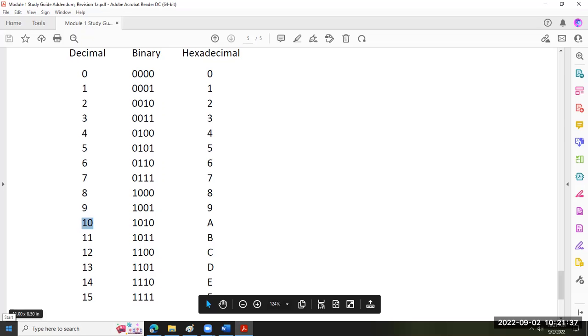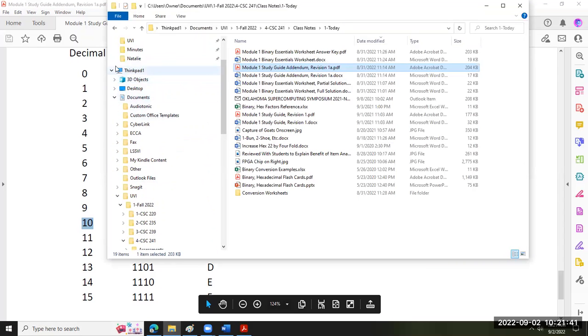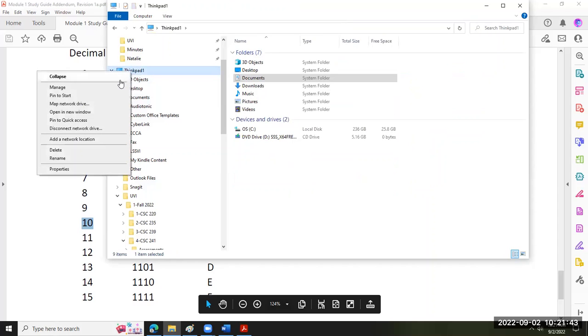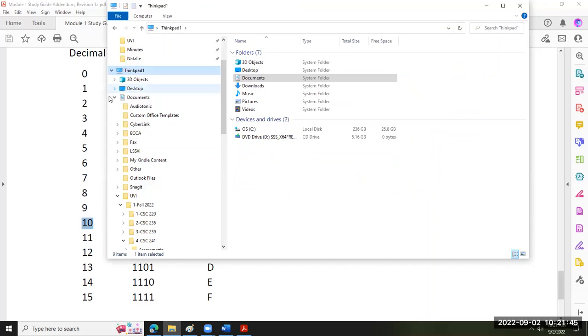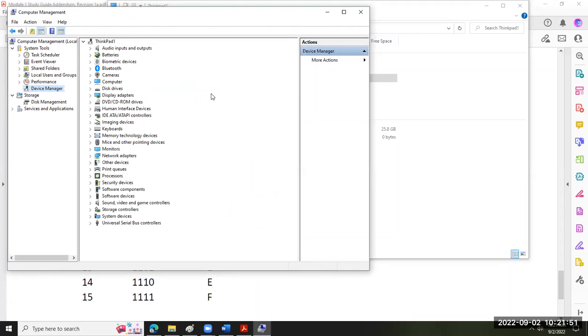I don't know. It could be that there are virtual representations of every hardware device on your system. We've seen this before, haven't we? Didn't I show you this before? Yes, you have. Okay.